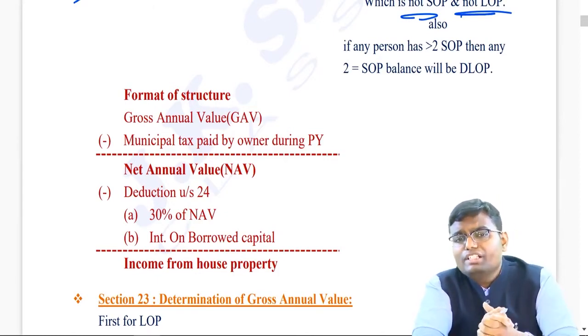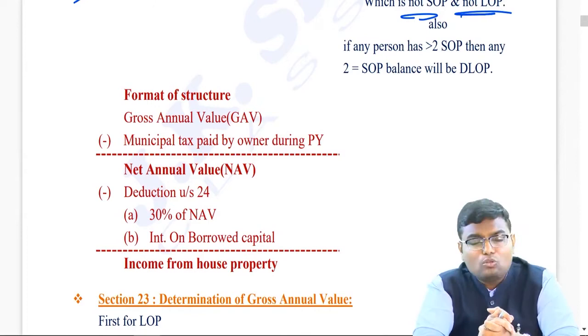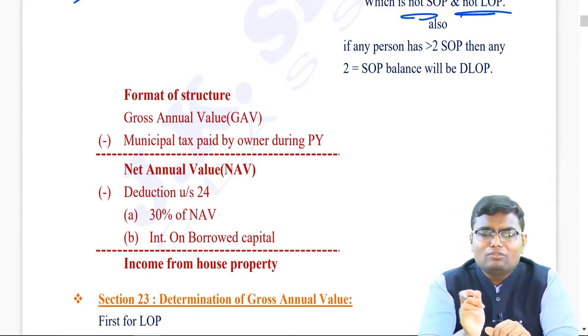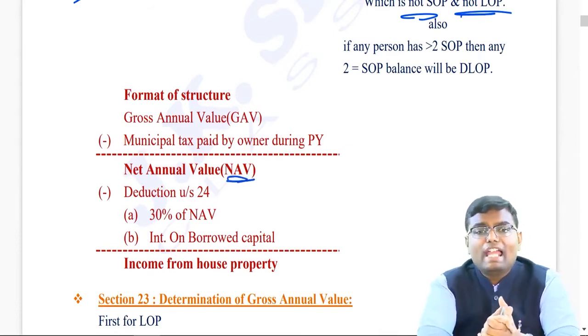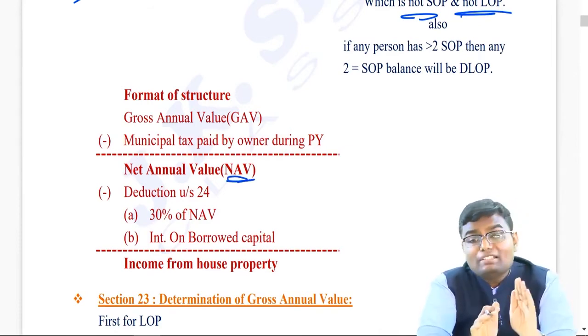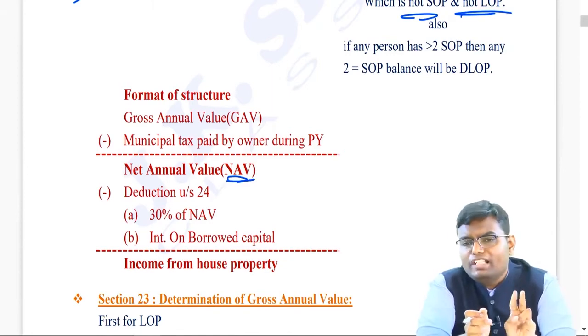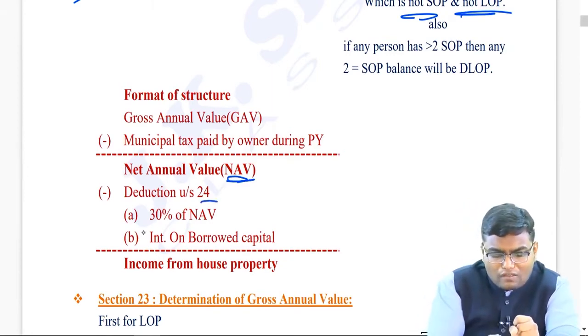paid by the owner during the previous year. If during the previous year the owner has paid the municipal tax, deduct it from gross annual value. The balance you will get is what? Net annual value, NAV. From net annual value, we will be deducting two deductions: Section 24 clause A, Section 24 clause B.